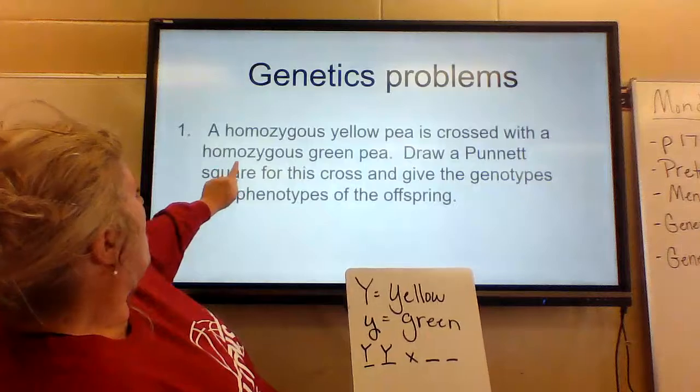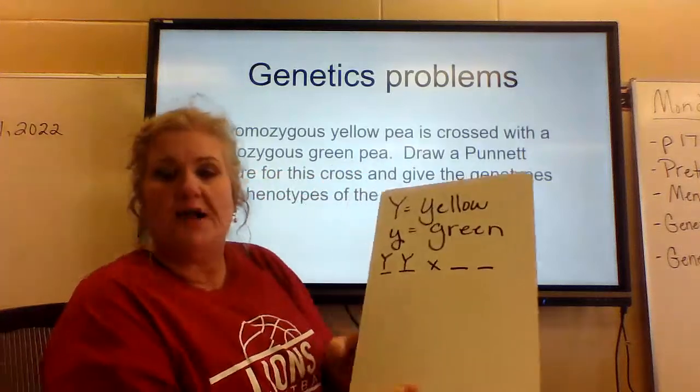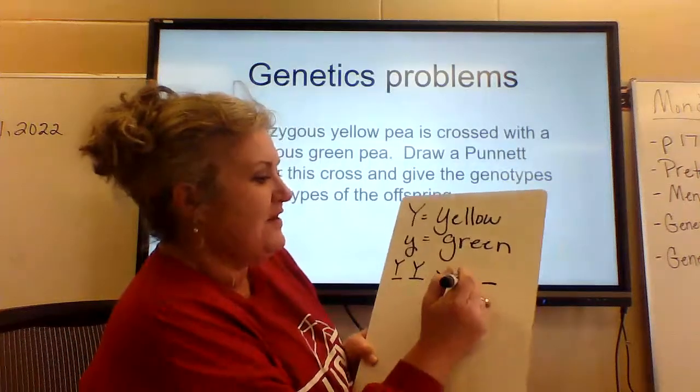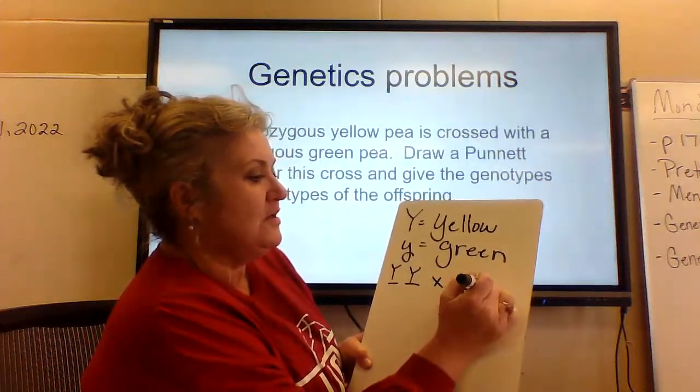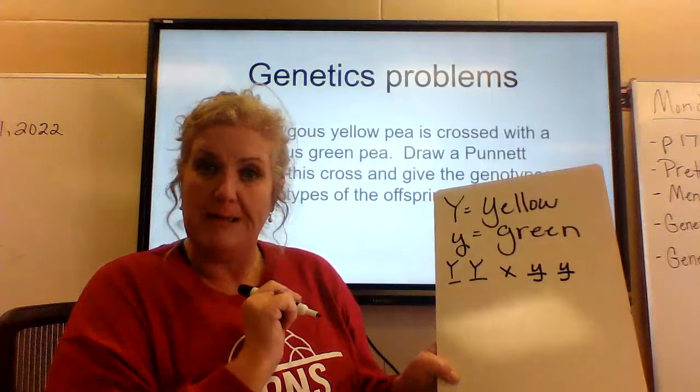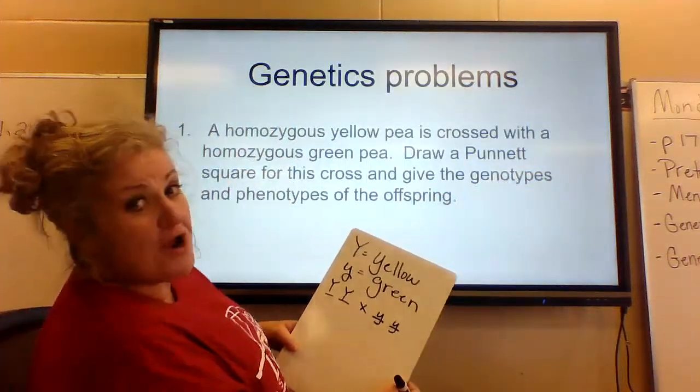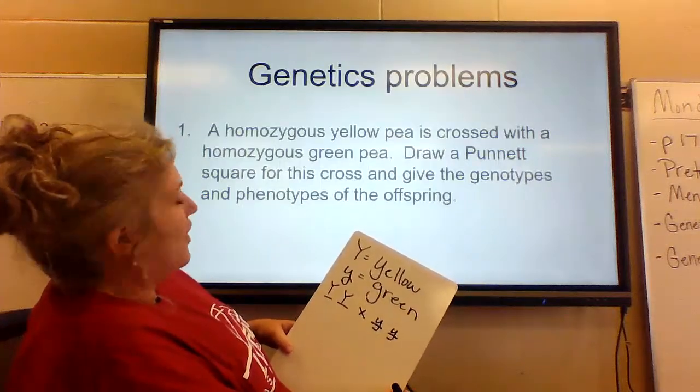It's crossed with a homozygous green pea. Again, homozygous means the same. Green is the recessive, so it gets two little letters, okay? Draw a Punnett square, that's one of your terms, for this cross, okay?